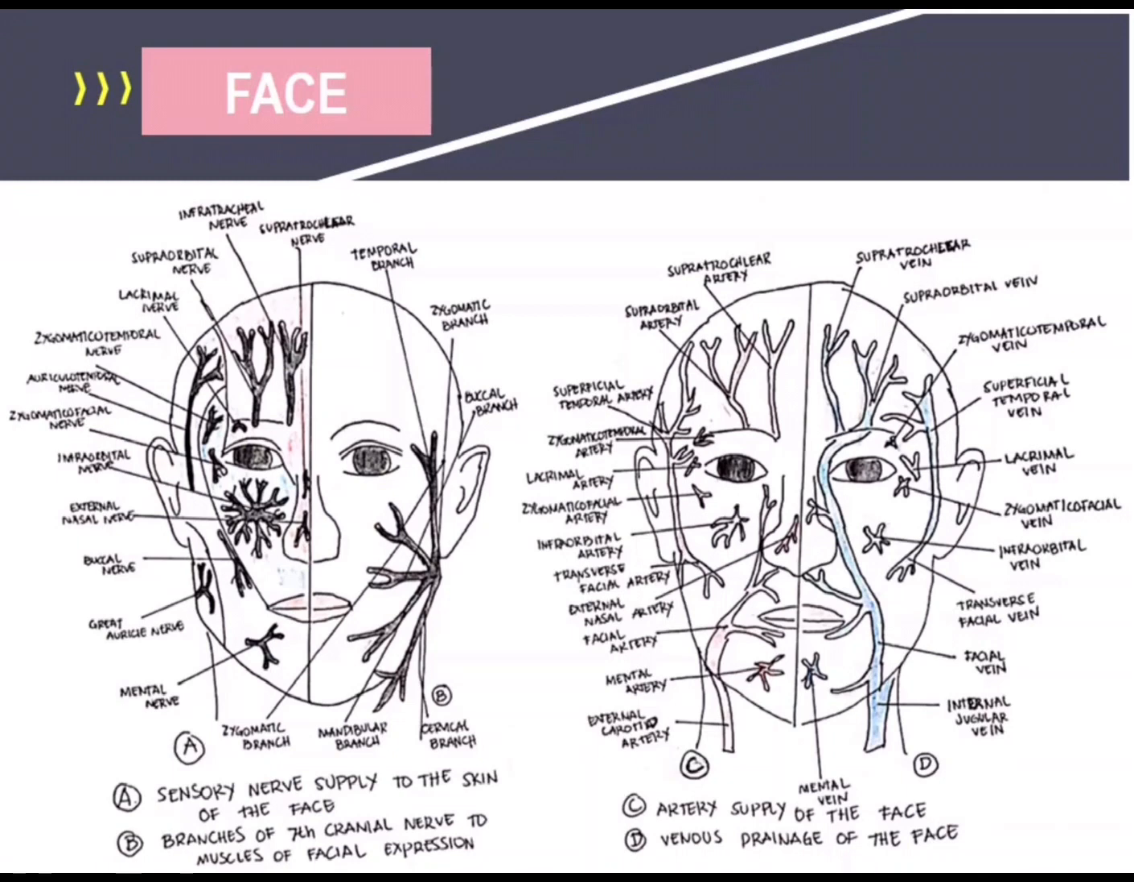Letter B on the first left side of the face are the branches of the 7th cranial nerve, to muscles of facial expression: the temporal, zygomatic, buccal, zygomatic, mandibular, and cervical branch.